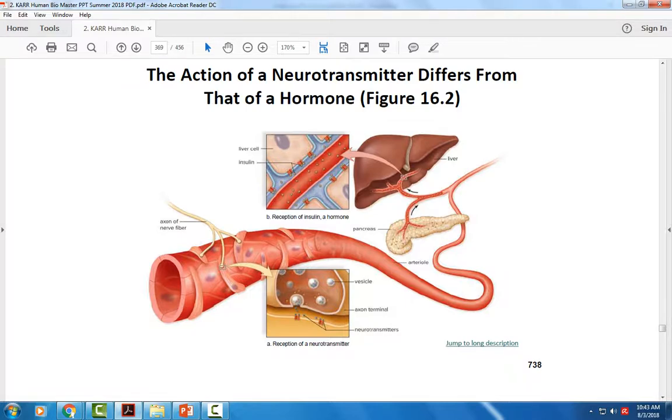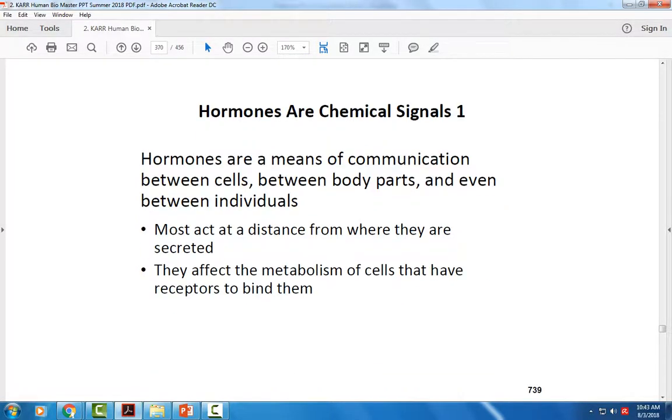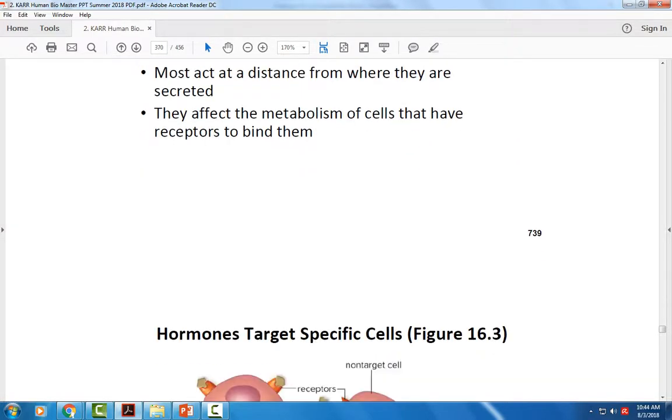So hormones are chemical signals, which means they stimulate other cells, and they often, again, act at a distance from where they're secreted. So the pancreas secretes insulin, and that insulin travels everywhere throughout the body. And they can affect metabolism as long as those cells have receptors to bind that. So for example, the thyroid hormones, when they travel through the bloodstream and bind on cells, they can either increase the function of those cells or decrease the function of those cells. So it's all about the receptors on these target cells.